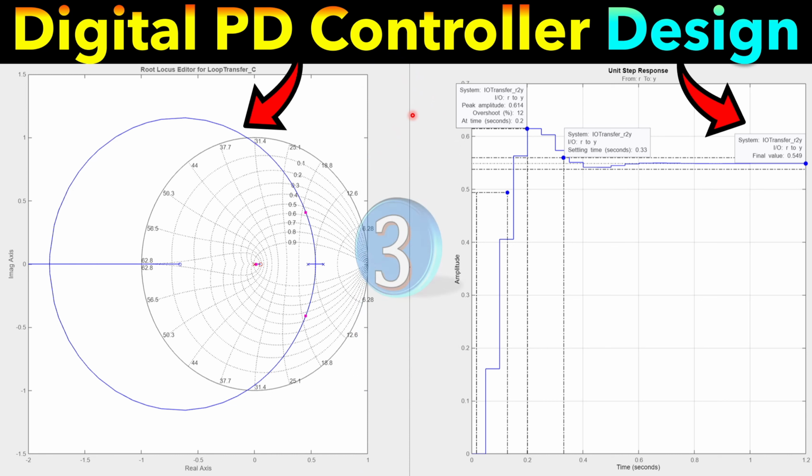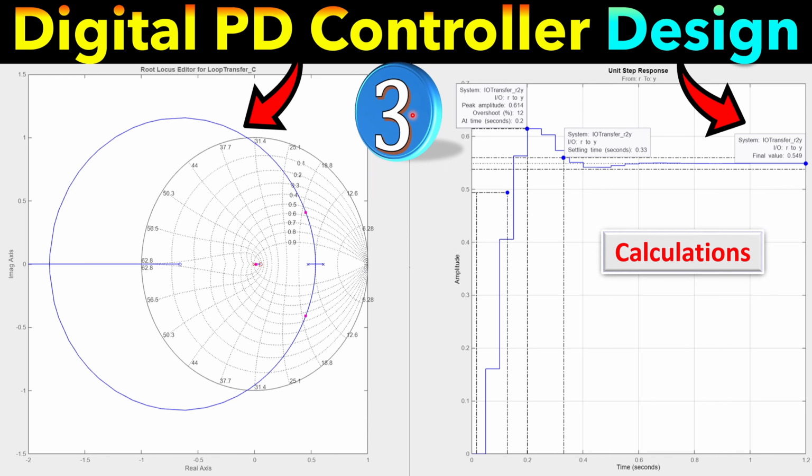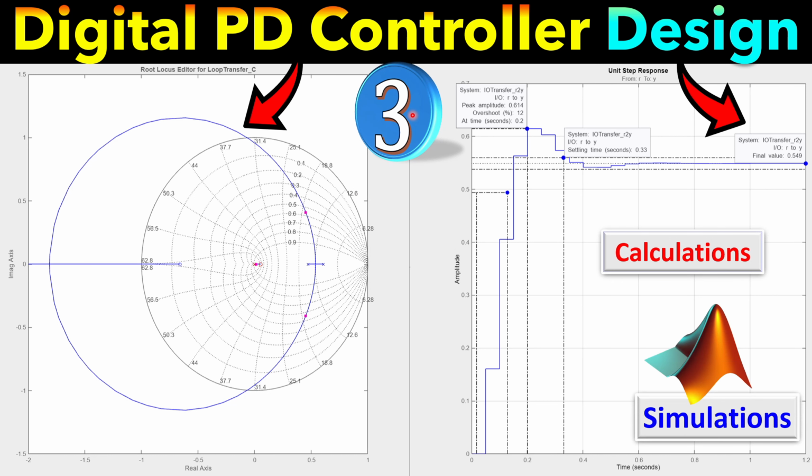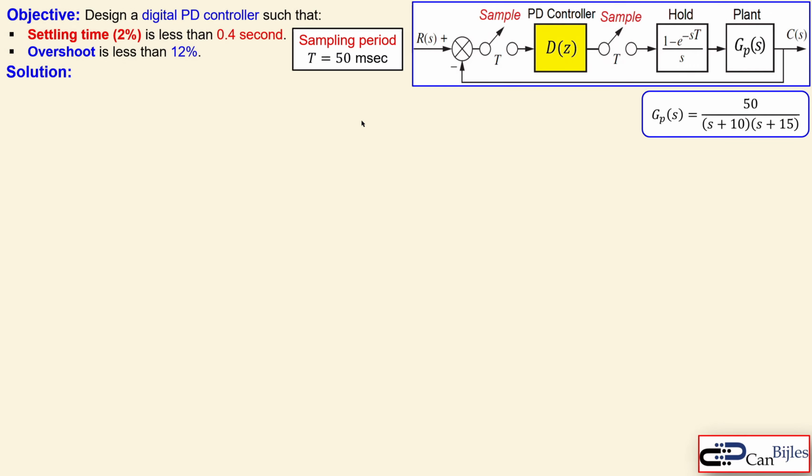This is our example number 3. In this example we will discuss the PD controller design in the digital domain. We will work out our calculations step by step and also verify these in MATLAB simulations. So let's look at our situation.